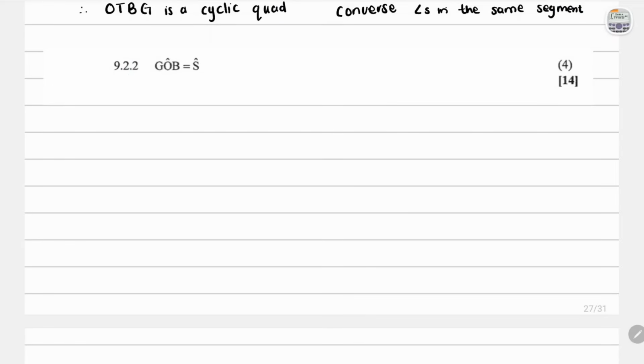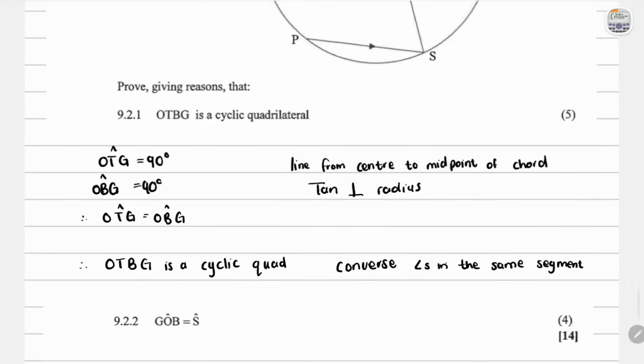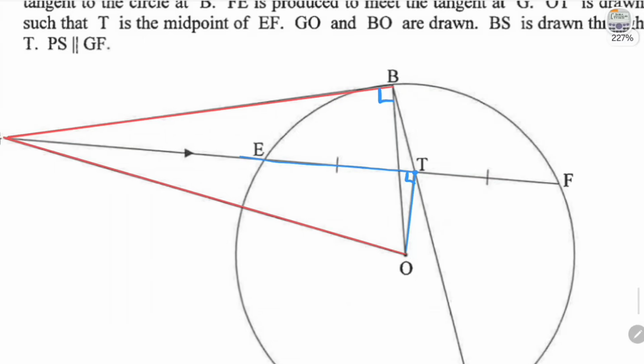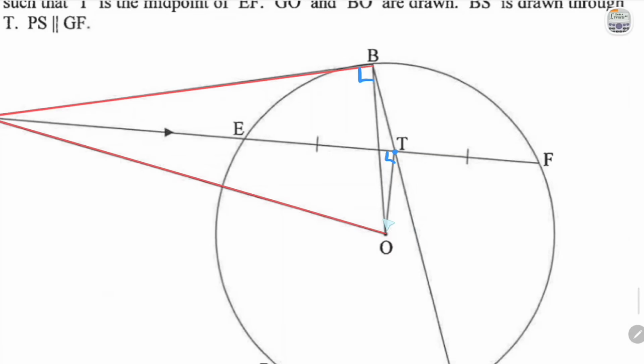Question 9.2.2 says that we have to prove that GOB is equal to angle S. Okay, so let's look at this. GOB is over here. So remember, everything we're doing now is with the knowledge that this shape is a cyclic chord now. So this is GOB, and we have to prove that it is equal to angle S. Okay, so how do we get from this point to this point? Well, this is a cyclic chord. So you see how these lines go across again? We can show them that GOB, this angle over here, is actually equal to, and you see that the lines go across like that, okay?